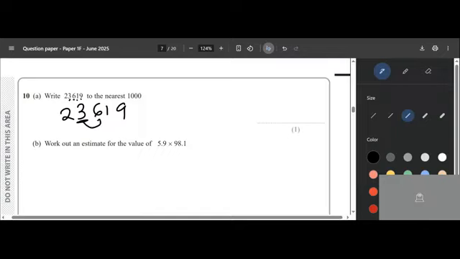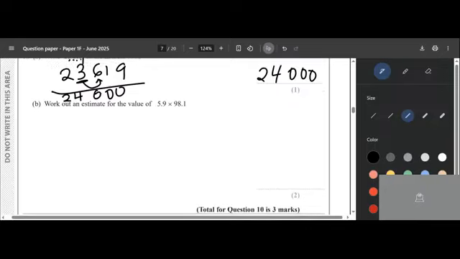Therefore, I'm going to look at the number next to it, and automatically it's above 5. And if a number is above 5, we just have to add 1 here, and we make the others zeros. So we have 2, 4, and the other ones remain zeros. So we have 24,000.